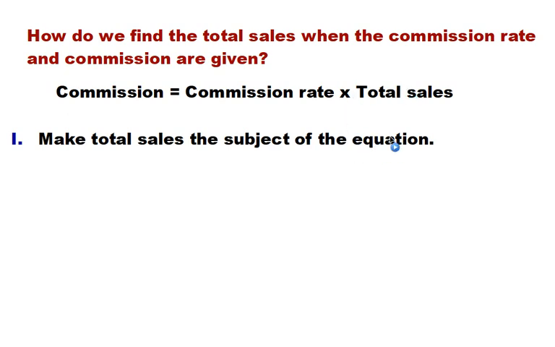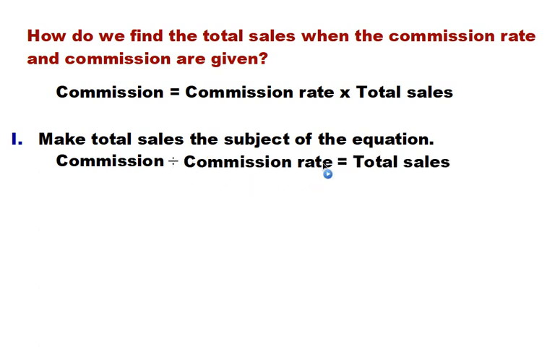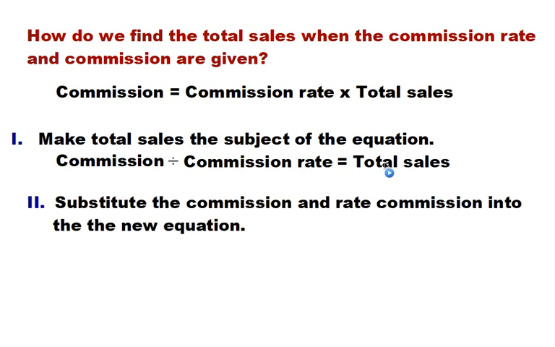Then when we make the total sales the subject, that means we are taking the commission rate from the right hand side to the left hand side. And because it's multiplying here, when it's taken to the left hand side, it goes to divide. So we'll be getting commission divided by commission rate equal to total sales. Now, because we have the values of the commission and the commission rate, we just substitute them into the equation. And what we do next is that we solve for the total sales.